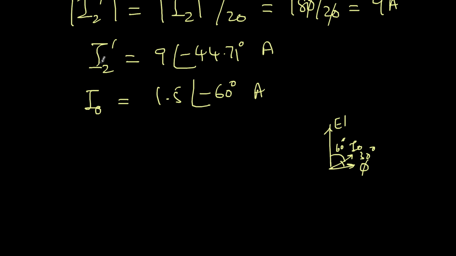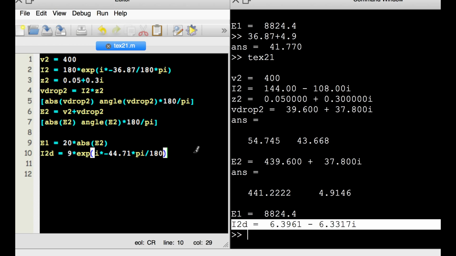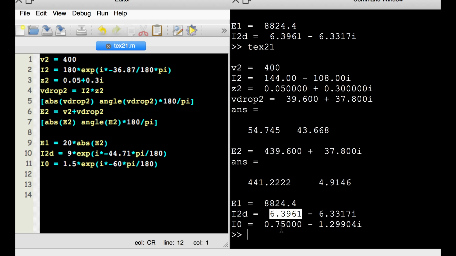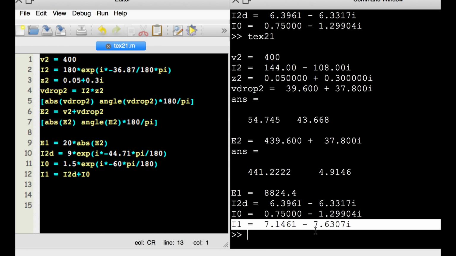So these two are the currents. Now if I add these two currents, I'll get the I1 current. Alright, let's do that addition. Let me define I naught here: 1.5 amperes into exponent of i multiplied by minus 60 degrees, into pi divided by 180 to convert into radians. Now I have I2 dash and I naught both. I1 is the addition of these two, I2 dash plus I naught. So this is I1, 7.146, 7.63.